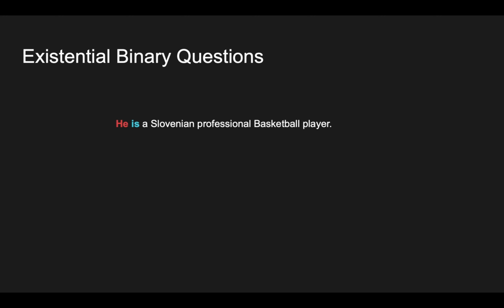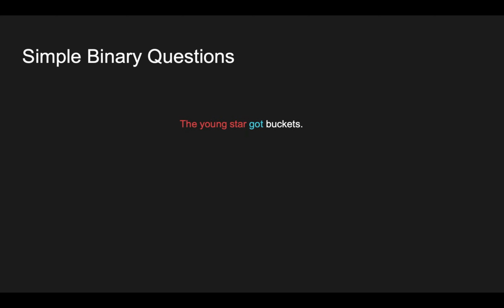For binary questions, if the verb's lemma is to be, we create the question by moving the verb to the front of the sentence and using named entity recognition to get the entity of any co-reference subjects. So for the example, "He is a Slovenian professional basketball player," we would generate the question, "Is Luka Doncic a Slovenian professional basketball player?" If the verb's lemma is not to be, we prepend the appropriate form of do to the front of the sentence and replace the verb with its lemmatized form to create our question. For example, "The young star got buckets," would return the question, "Did Luka Doncic get buckets?"